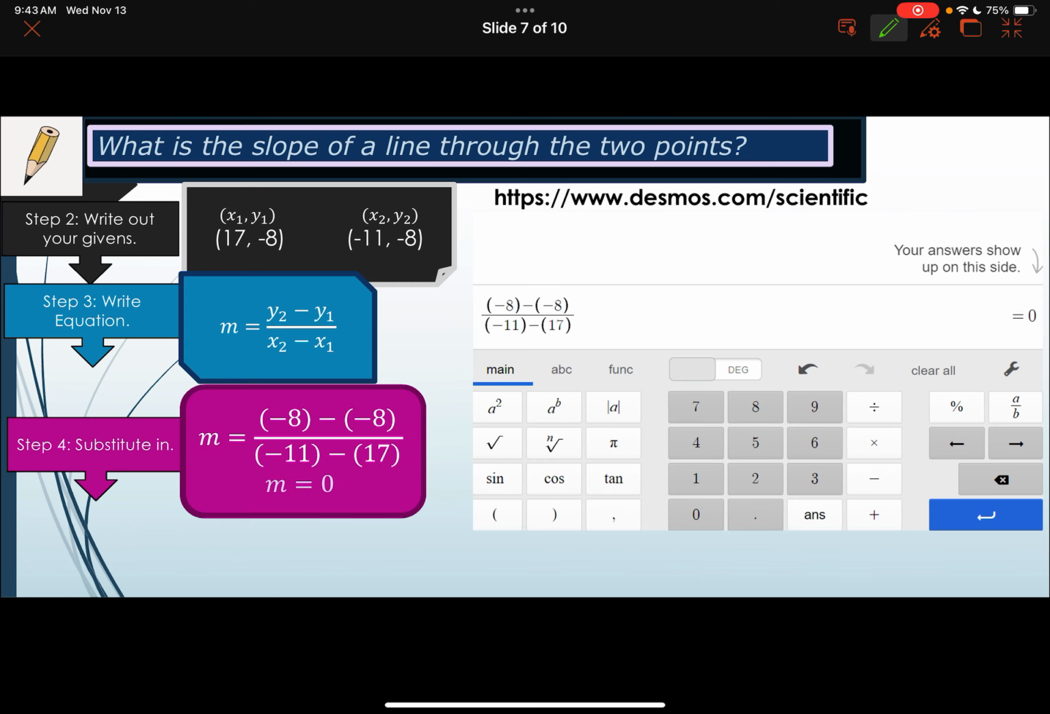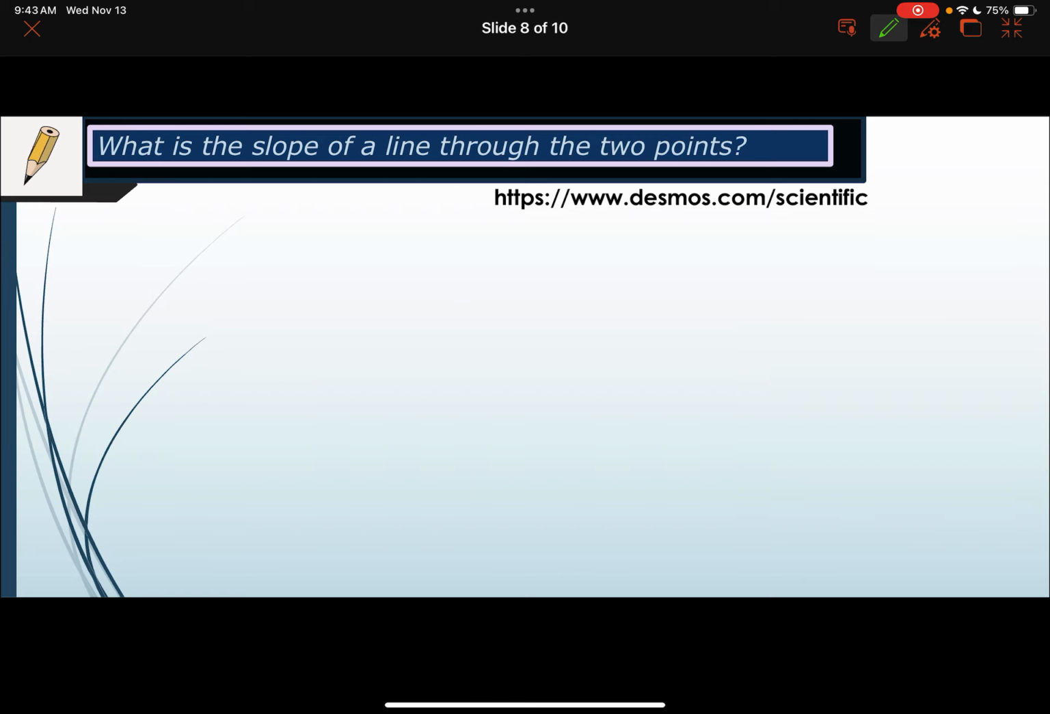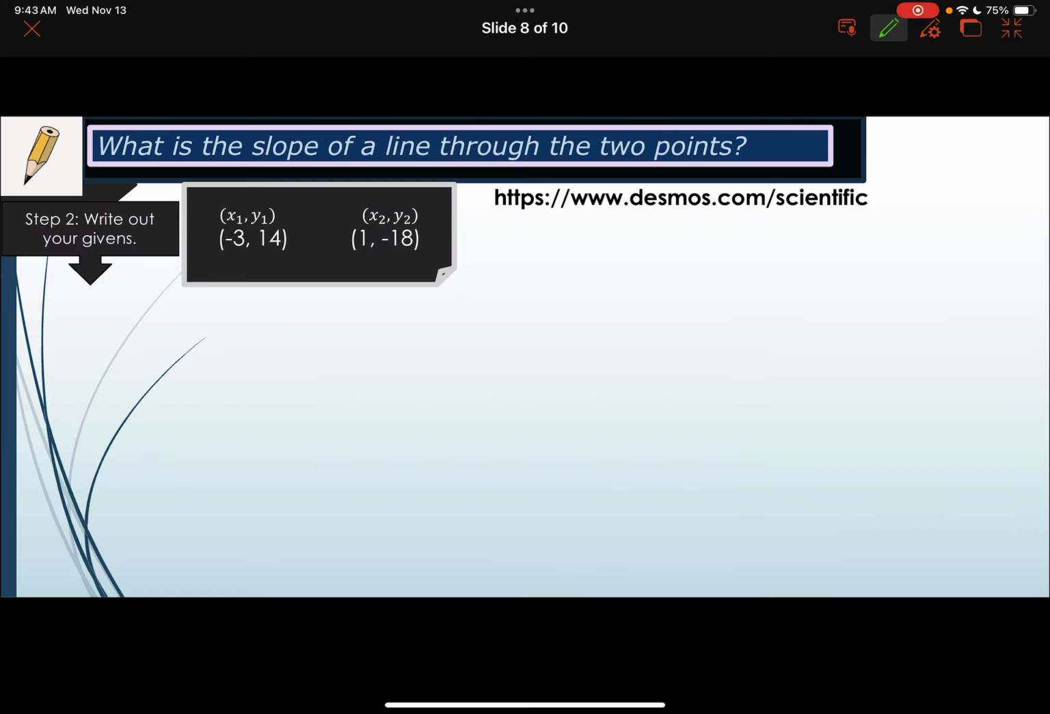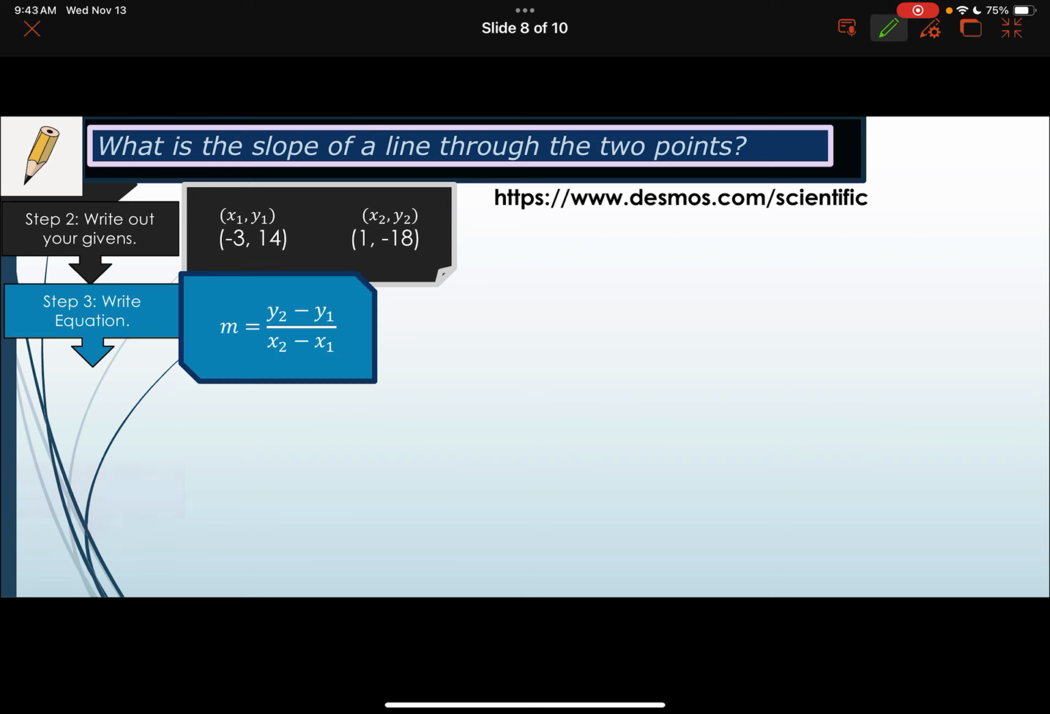Again, we can type it in exactly like that in Desmos. It will give us a slope. So this has a slope of 0. That means our slope is 0. All right, so again, write out your givens. So x2, y2, x1, y1. So -3, 14, 1, -18.